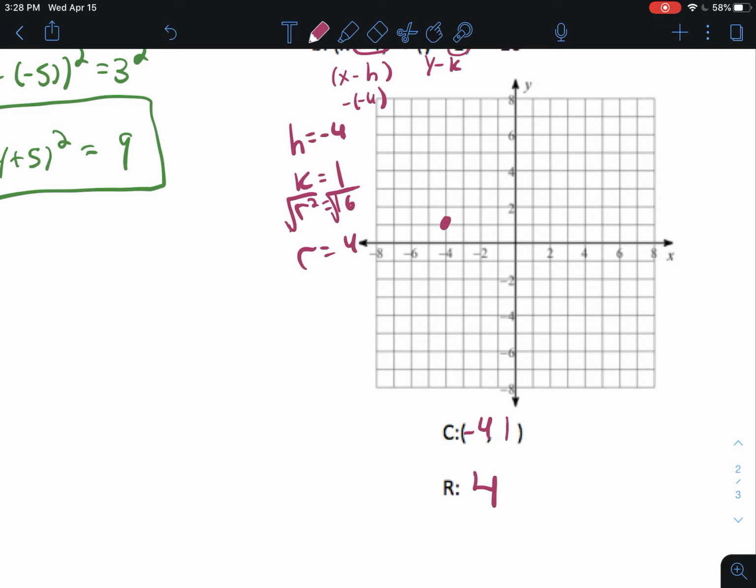That's the center of the circle. And then from here, you just go 4 out. So 1, 2, 3, 4. Draw that point. Then again 1, 2, 3, 4, and so on for each direction. And then it's just connecting those 4 dots that we just drew in. So something like this, maybe. Just like that. Boom. Circle.